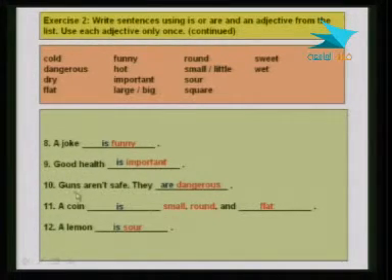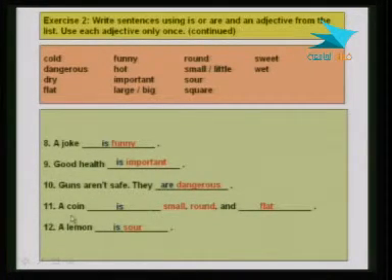This sentence, number 10, is plural, because you have guns. Guns aren't safe. They are dangerous. Here, in the first sentence, we have a noun, and in this sentence, we have a pronoun. The verb be here, and the verb be here. It is negative in this sentence, and it is, of course, a positive sentence here. They are dangerous.